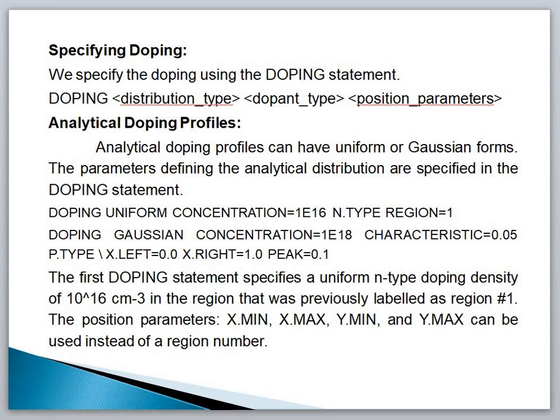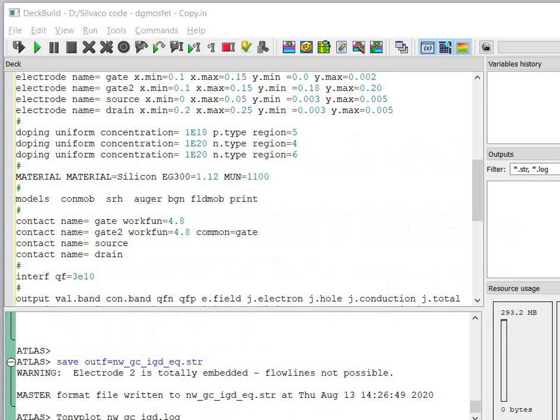The positional parameters x minimum, x maximum, y minimum, y maximum can be used instead of a region number. Doping uniform 1E18 in the channel region, or we can take 1E16 and 17 p-type concentration. Doping uniform concentration, source side 1E20 and the drain side 1E20. Dopant type n-type, n-type, and the positional parameter is defined by the region number, regions 4 and 6.